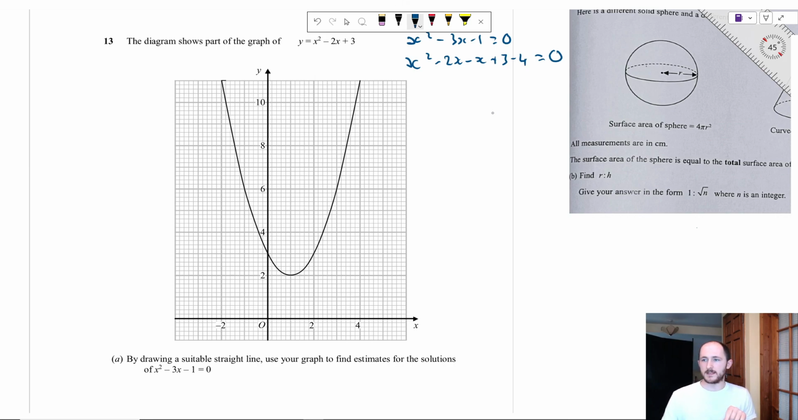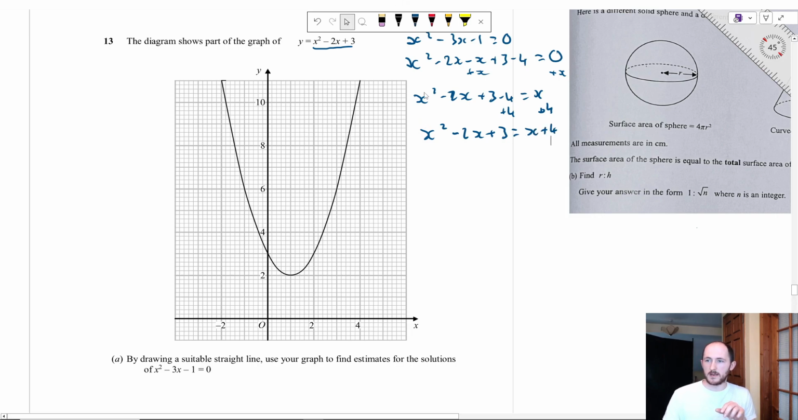From here, all you need to do is move everything that isn't x squared minus 2x plus 3 to the other side. So I'm going to add x to both sides. So we get x squared minus 2x plus 3 minus 4 equals x, and then add 4 to both sides. Okay. So x squared minus 2x plus 3 equals x plus 4. So this is what they normally word the question as in the GCSE.